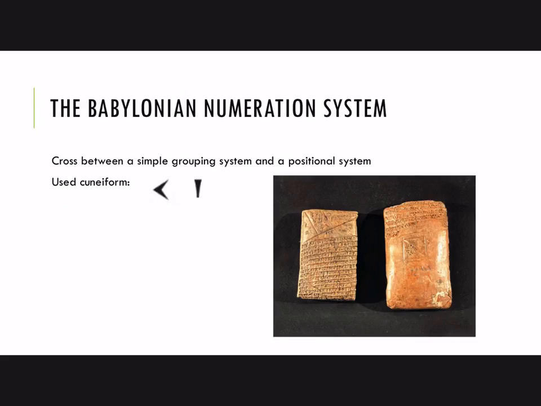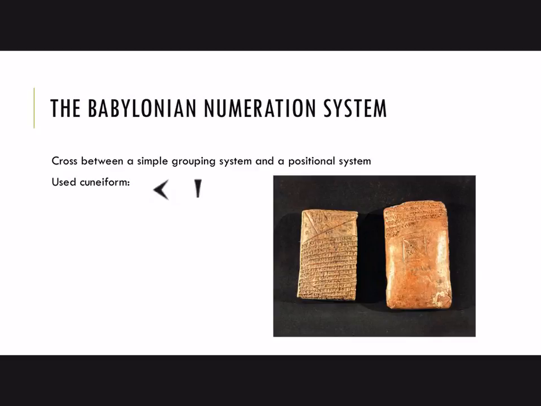Okay, this is useful when we go to look at the Babylonian numeration system. Theirs is a positional system, but they didn't group by 10, so that's what makes this one a little bit interesting. It's also cross with a simple grouping system. It's not truly a positional system, but you'll see elements of both of these as we go through.